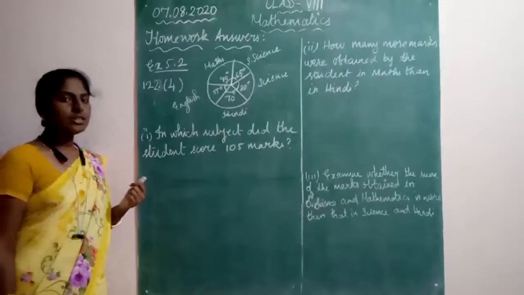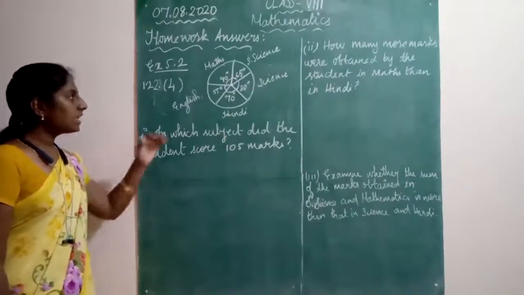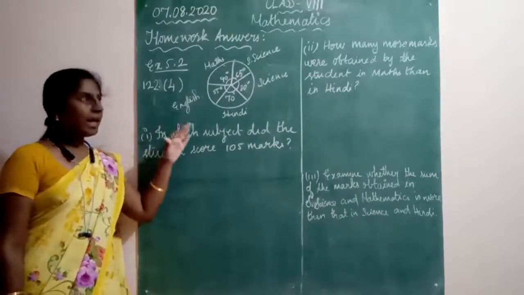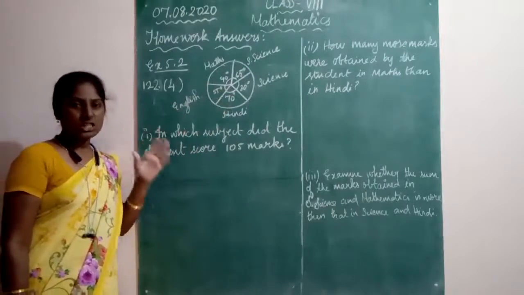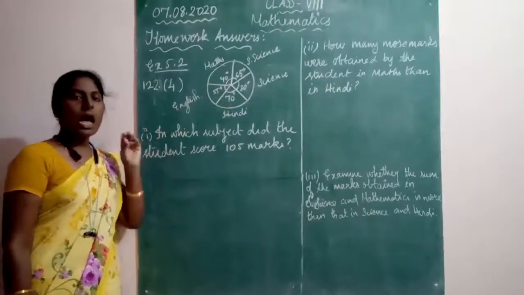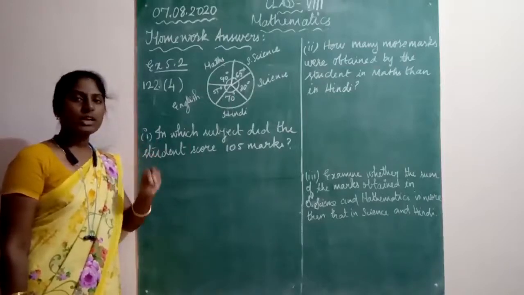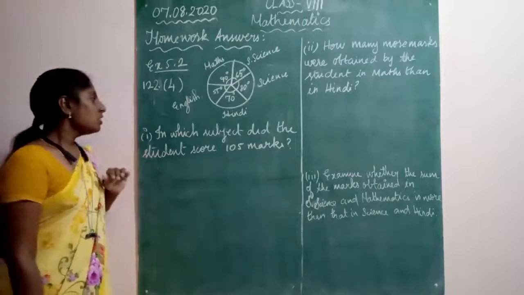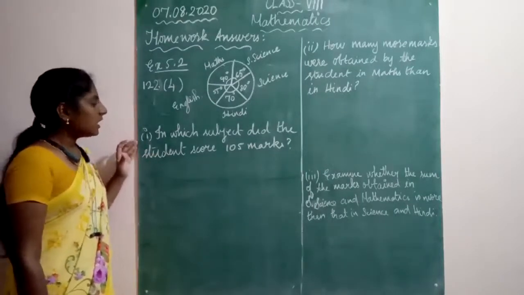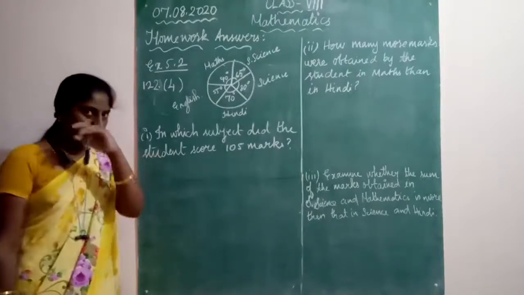Children, listen here. This is your next question. Question number 4 from the same exercise. Here we are given the pie chart. Okay. And central angles are given here. Actually this pie chart says the information about how many marks a student scored in a test out of 540 total marks. Okay. So look here, the question is, in which subject did the student score 105 marks?